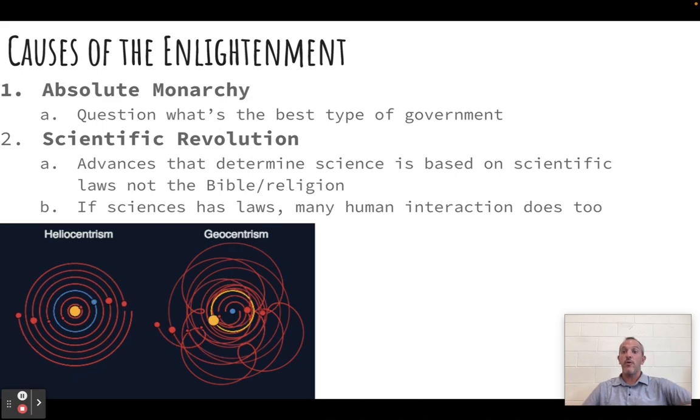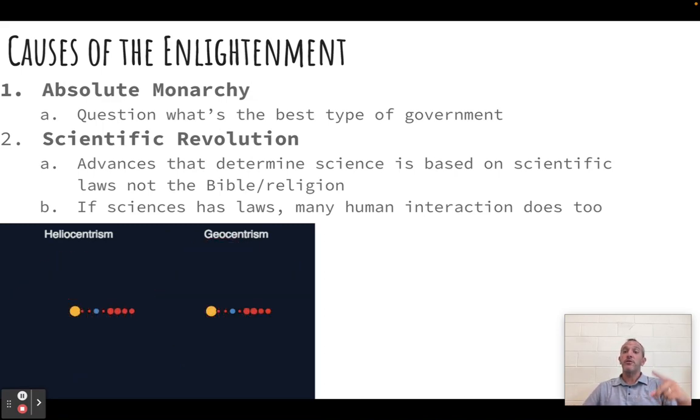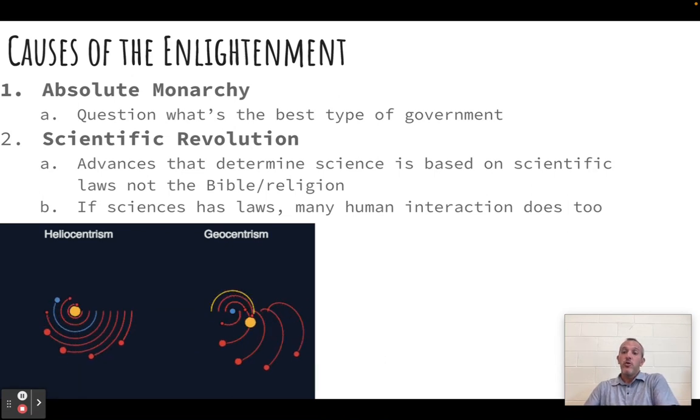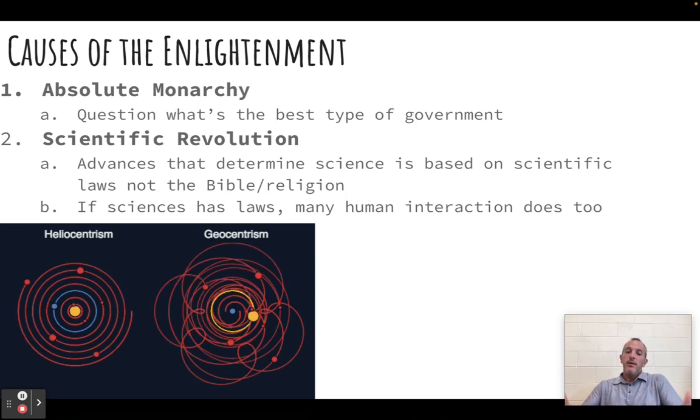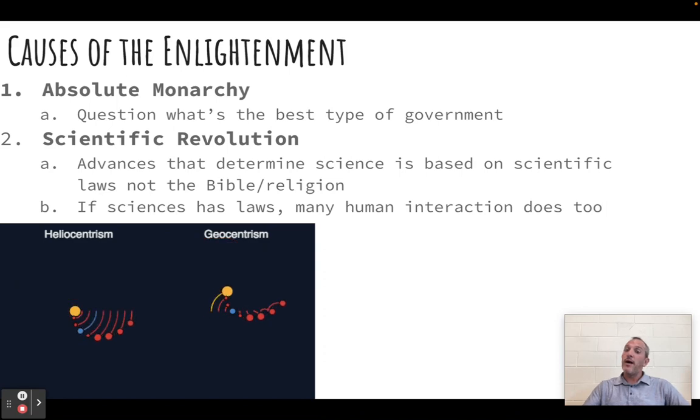The second thing that's going on is what's called the scientific revolution. The scientific revolution is a period going on right around the time of the Enlightenment, where people are going to start questioning what science is based on. When I say what science is based on, if you went back to the 1500s in Europe and you had a scientific question, you'd look in the Bible for the answer.